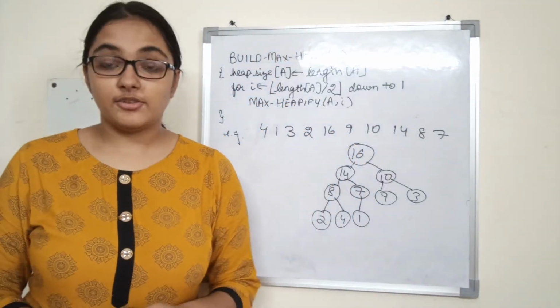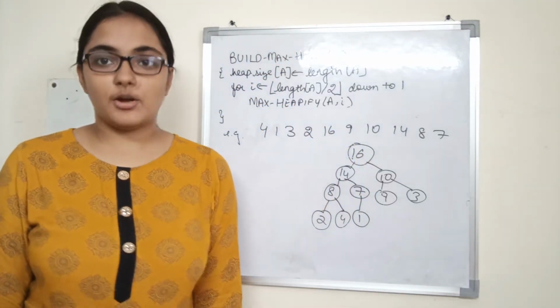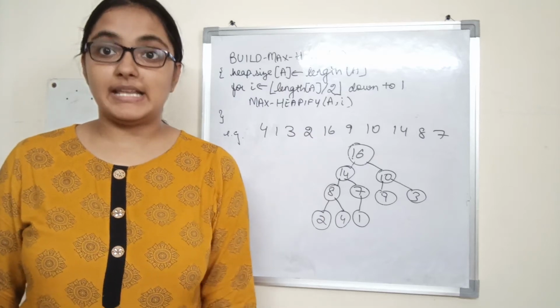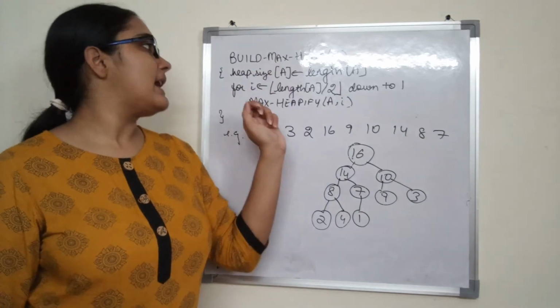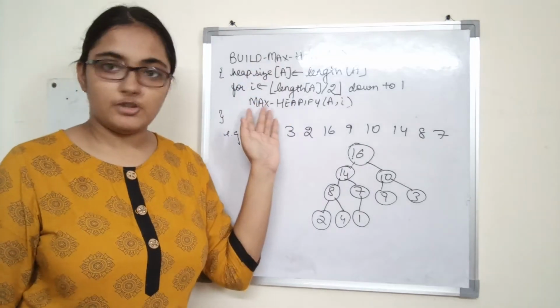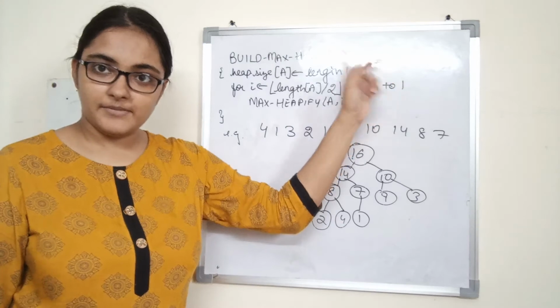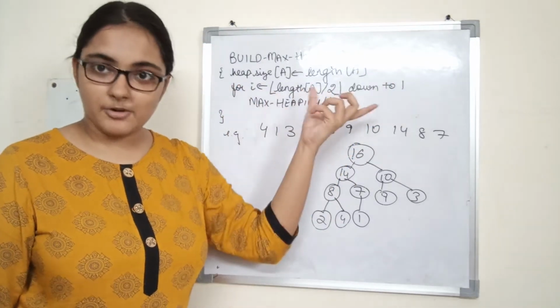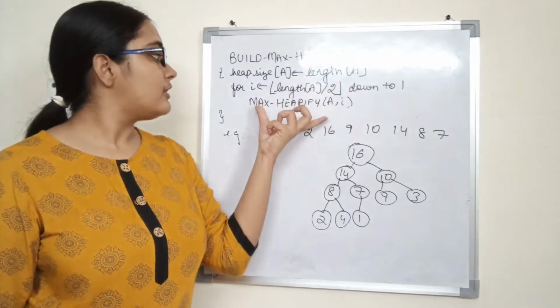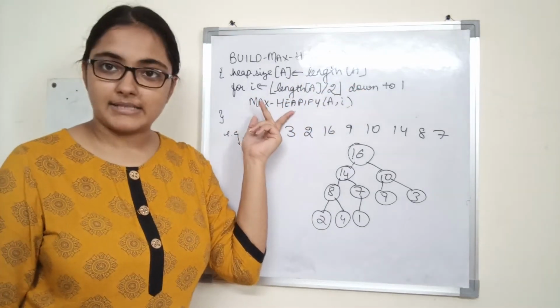Alright, so in the last video we talked about the build max heap procedure. Now let us look at the time complexity of building a max heap. The time taken by the build max heap procedure is the time taken by the for loop, because this line takes constant time. The time taken by the for loop depends on the number of times the for loop runs, and also on the time taken by max heapify.